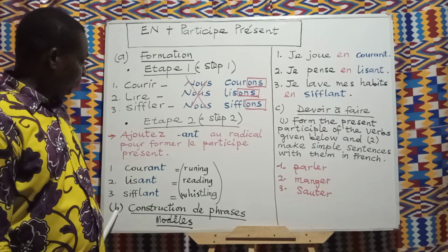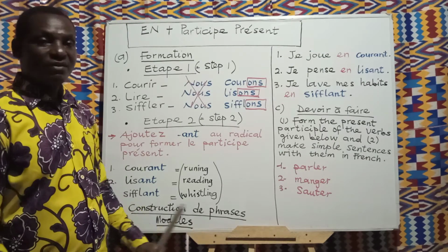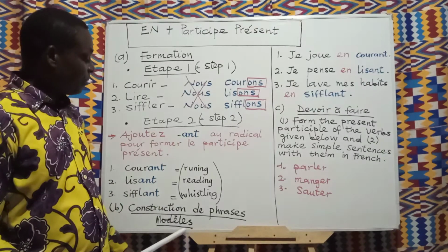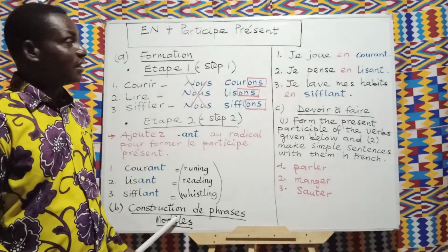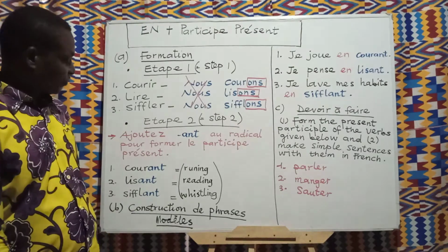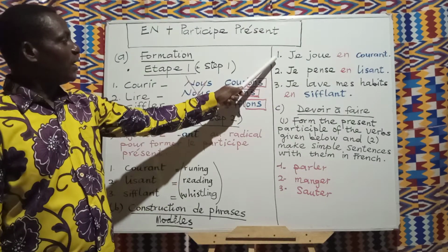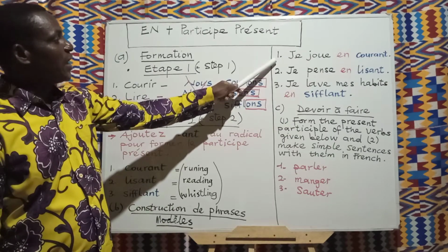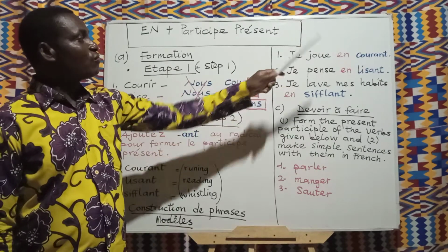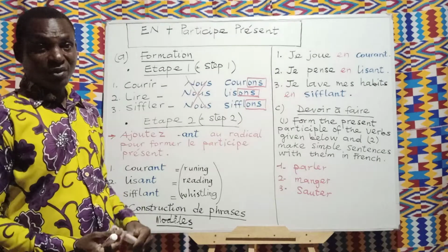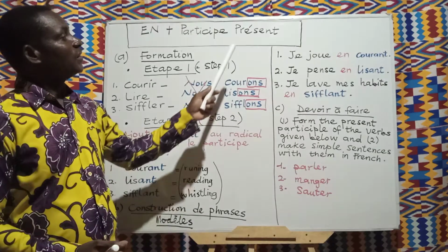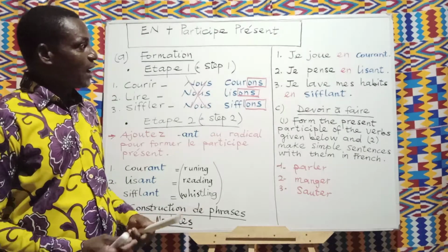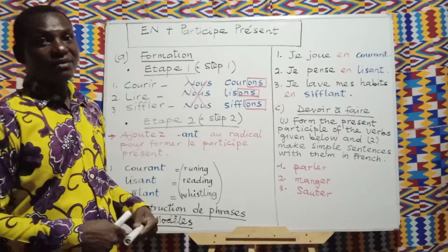Now let's come to B, construction de phrase. That is construction of sentences. Modèle, example. That is, modèle means examples. Now, I use each of them in a sentence here. So in my first sentence, I have je joue en courant. Simply means as I play, I run. Or I play while running.